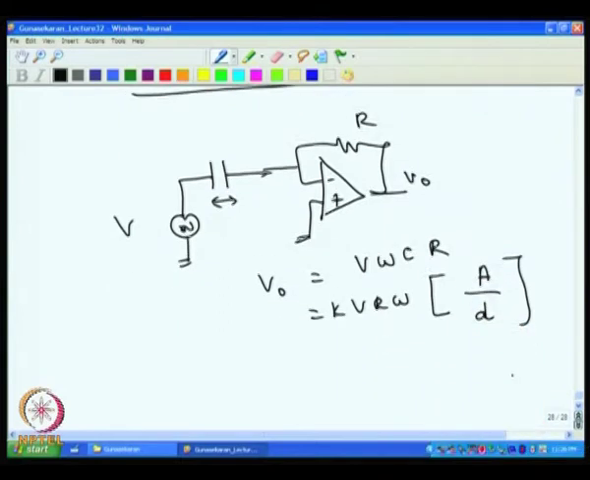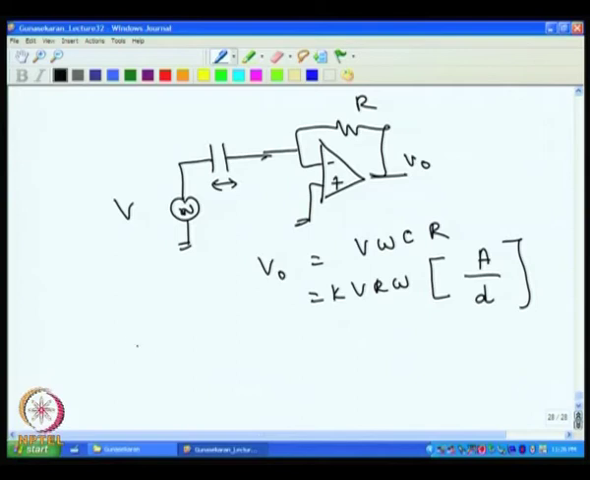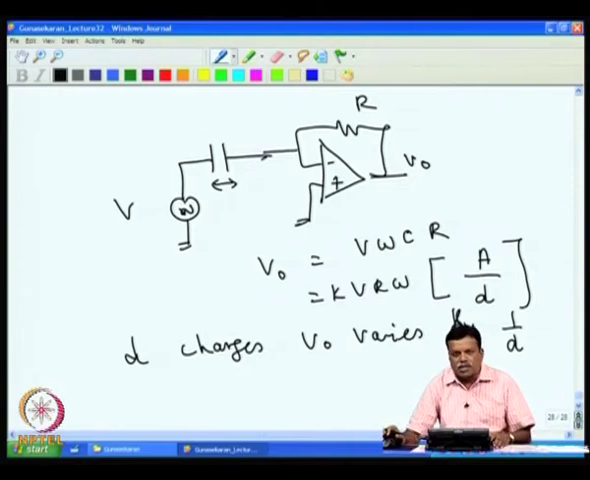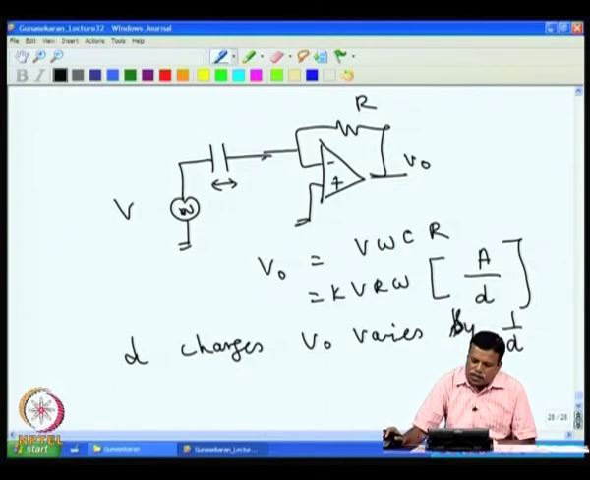So, if D is varied, if for example D changes, V naught varies in a 1 by D fashion. So, this is not going to be truly linear for displacement, because the more D is varied, the output varies in the 1 by D fashion. So, even though C is varying, for large distance the output voltage will be very small.